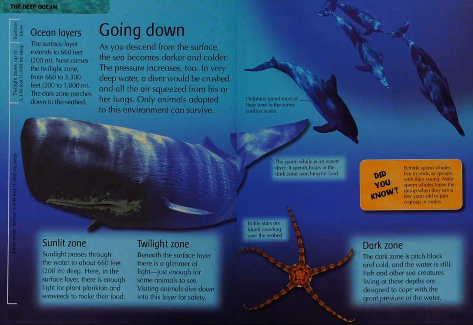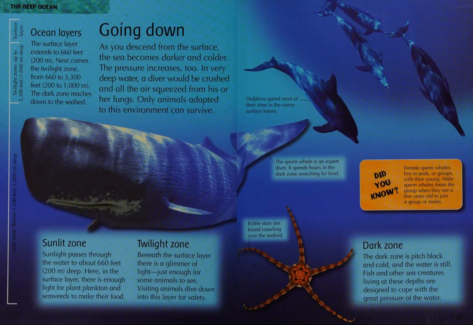Sunlight passes through the water to about 660 feet, 200 meters, deep. Here, in the surface layer, there is enough light for plant plankton and seaweeds to make their food. Dolphins spend most of their time in the sunny surface layers. Twilight zone. Beneath the surface layer there is a glimmer of light, just enough for some animals to see. Visiting animals dive down into this layer for safety.